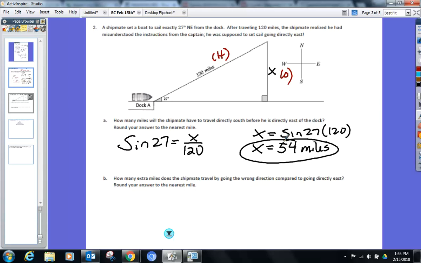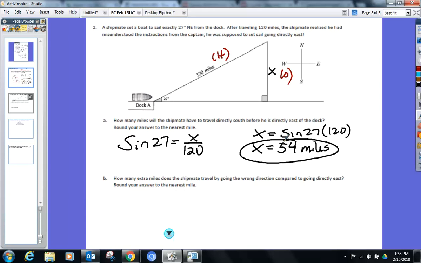This is what the Regents likes to do as well: after you answer an easy part A, let's go a little bit more difficult for part B, make you think a little bit. How many extra miles did they go in the wrong direction compared to just going directly east? How many extra miles did they travel in the wrong direction instead of just going directly east?